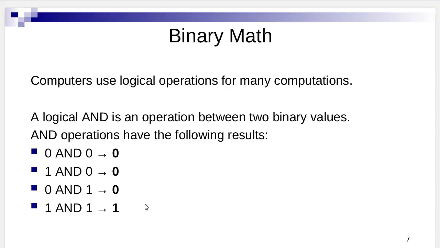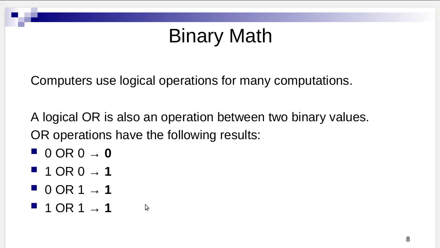In some ways, the OR operation is just the opposite. If you have just one operand of the OR being a 1, or more than one operand being a 1, then you get a 1. If both are 0 and you OR them together, you get a 0.